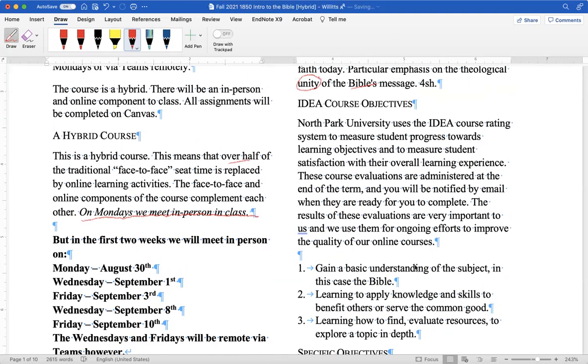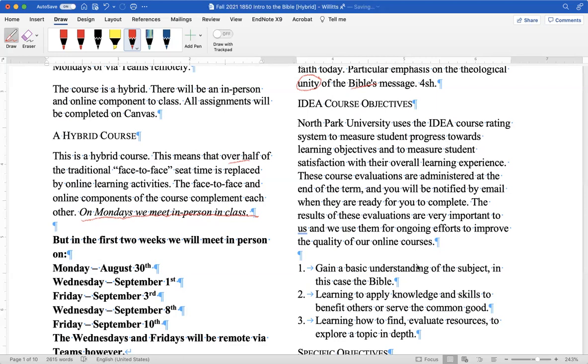And the evaluation is based on 3 objectives. So you're going to be evaluating the course by whether or not we accomplished these 3 things. Did we gain a basic understanding of the subject? Did we learn to apply knowledge and skills to the benefit of others? Did we learn how to find, evaluate resources and to explore a topic in depth? Did we accomplish those things? Because if we did, then we reached the intended goal. If we didn't, then we failed somewhere, and we need to figure out what we did wrong and correct it.